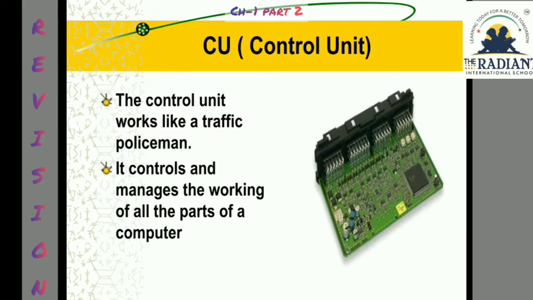It controls and manages the working of all the parts of a computer. What does a policeman do? Controls the traffic. In the same way in a computer, input devices, output devices, and the user all work together. Whatever activities are done by the computer system, all the control is handled by this control unit. That's why this unit works like a traffic policeman.